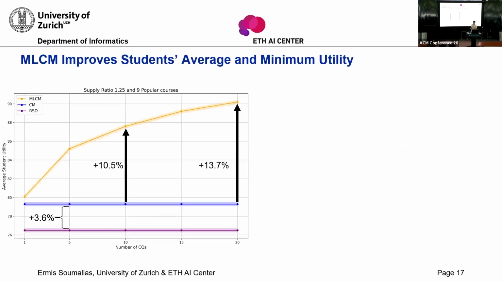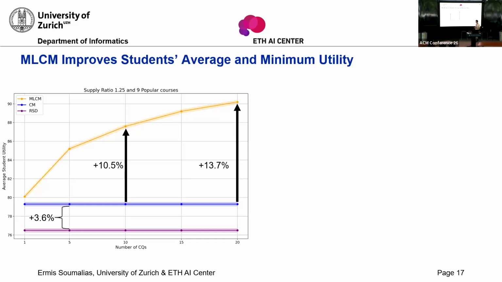Now let's start with our experiments. In the x-axis, we plot the number of comparison queries that the student answered in course months. In the y-axis, we plot the average student utility. In the most realistic scenario, with students answering just 10 comparison queries, we're able to improve average student utility by over 10 percentage points.